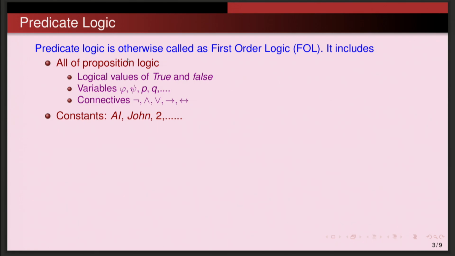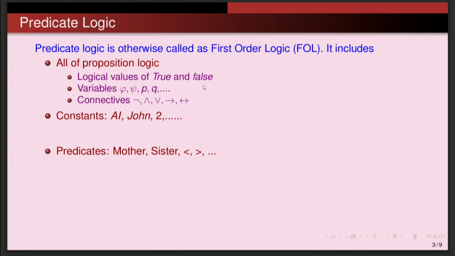The first thing was the proposition logic side. The second is the constants that will be included in the predicate logic. For example, AI is a constant. John, the name of the person, is a constant. Number 2 is a constant, and so on.